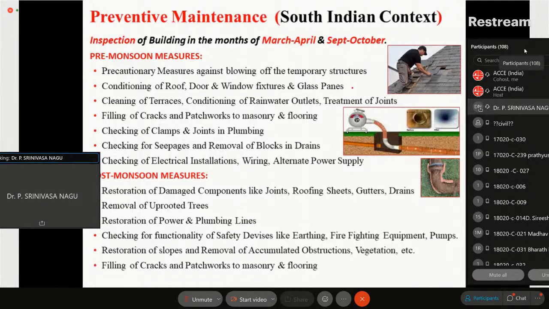I'm sorry, there's a small disturbance. Restoration of power and plumbing line, checking for functionality, right? Restoration of slopes and removal of accumulated obstructions, vegetation, etc. Right? All these things come under maintenance, and filling of cracks and patchworks to the masonry and flooring, etc. These are all the preventive maintenance aspects.